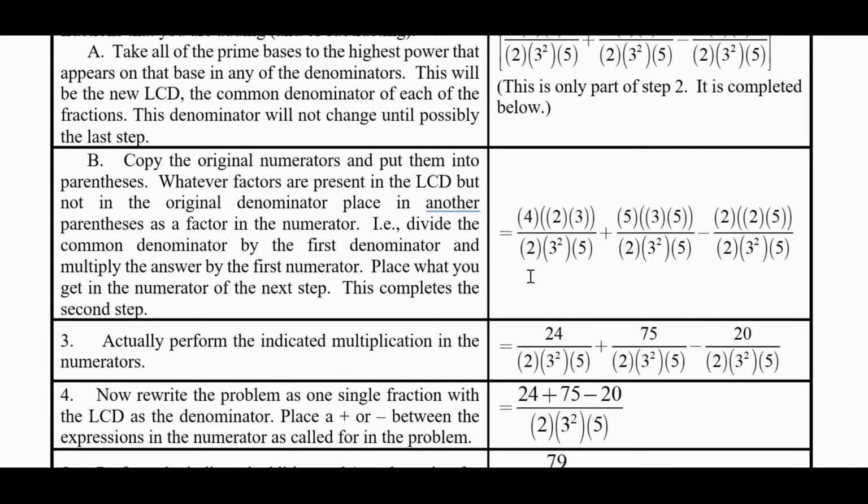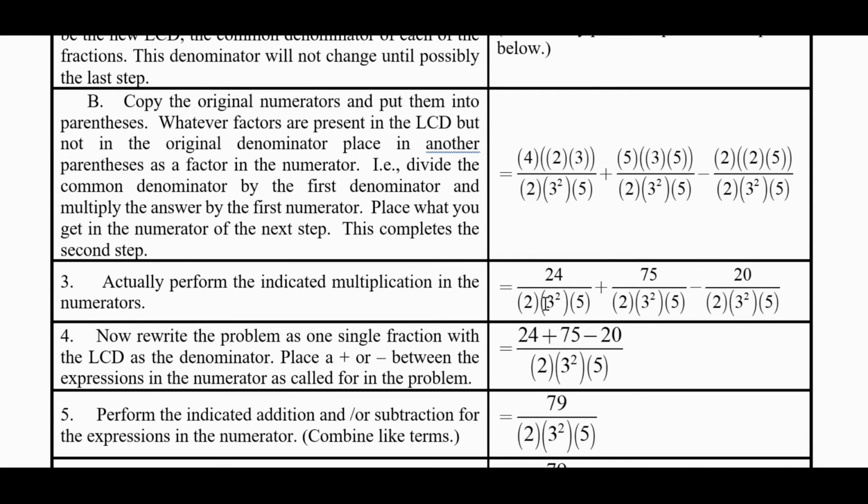2 times 3 is 6, times 4 is 24. 5 times 5 is 20, 5 times 3 is 15, times 5 is 75. 5 times 2 is 10, times 2 is 20. And then we can use the fact that if they're all the same denominator, we can keep that denominator and just add the numerators with the appropriate sign. So it's 24 plus 75 minus 20 for the numerator. Combine like terms, do the addition and subtraction in the numerator to get 79.